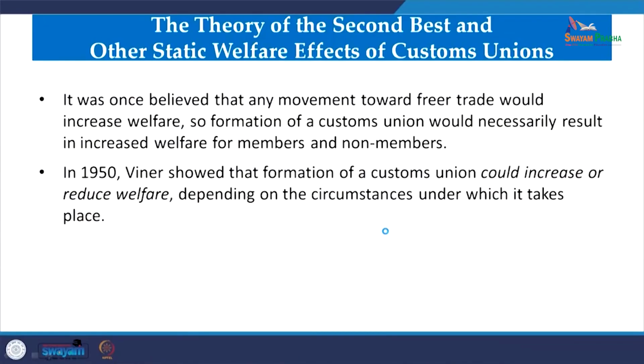So, what are the other static welfare effects due to a customs union? It was once believed that any movement towards freer trade would actually increase welfare. So, formation of a customs union would necessarily result in better welfare for the members as well as non-members, as we already discussed. Now, in the work of Jacob Viner, a customs union could increase or actually reduce welfare depending upon the circumstances where it takes place, depending upon the strategy, expansion and responsiveness. This was the work mentioned by Jacob Viner in 1950.